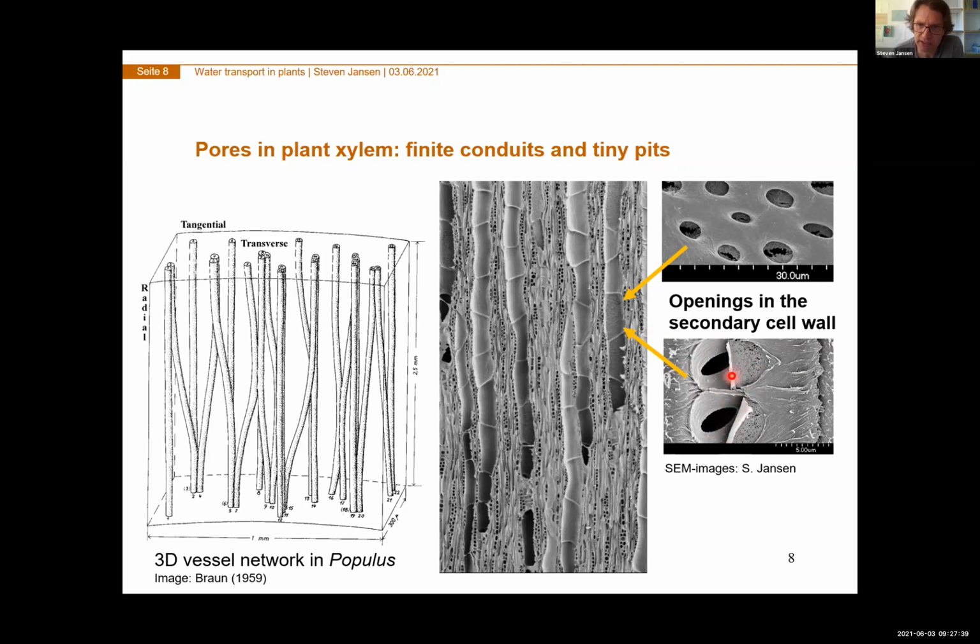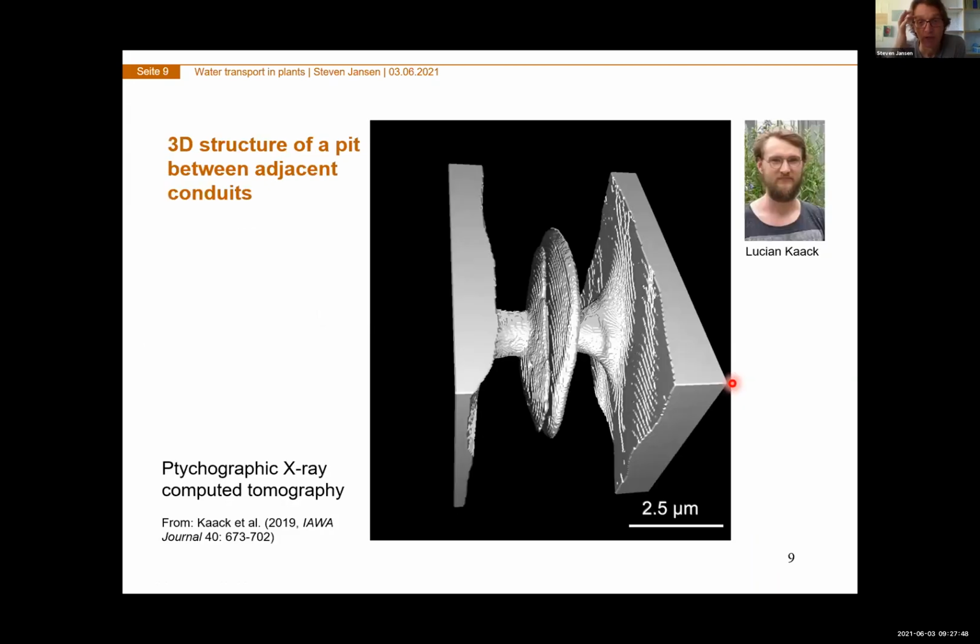This happened accidentally during the preparation of the SEM sample. Okay. We try to understand in more detail the 3D structure of these openings in the cell wall. And so we did this synchrotron X-ray computed tomography. This is a negative image, because then you can see much more clearly how the structure looks, this central chamber.